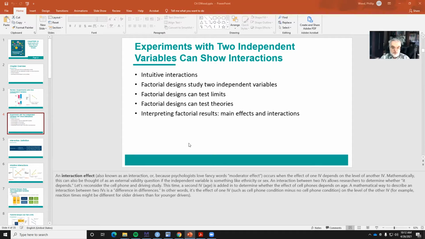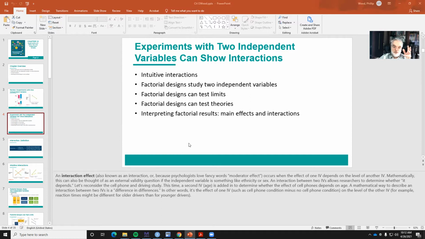Factorial designs are nice because we can use them to test theories. They tell us whether a simple association, a simple correlation coefficient between two variables, tells the story that we need or not.